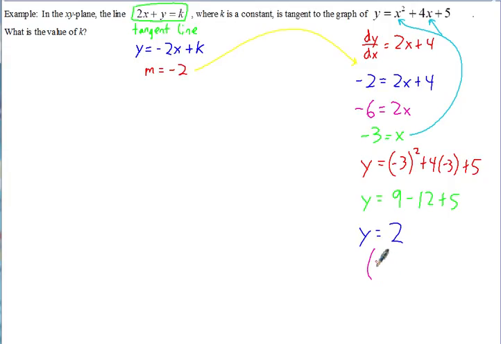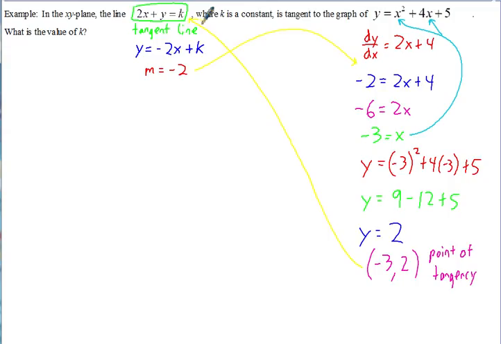So, negative 3, 2 is our point of tangency. And notice we can use that to help us find k. Now we can plug that into the tangent line equation for x and y, and that allows us to find k.